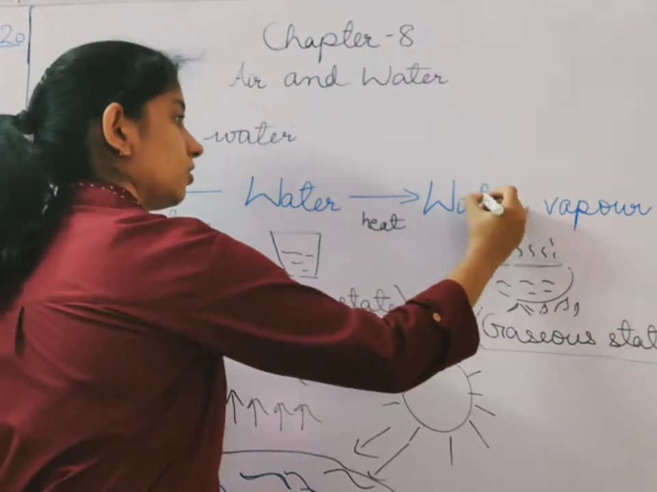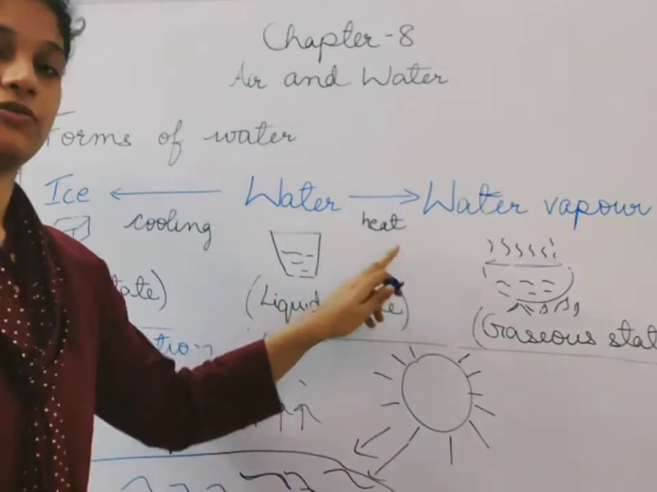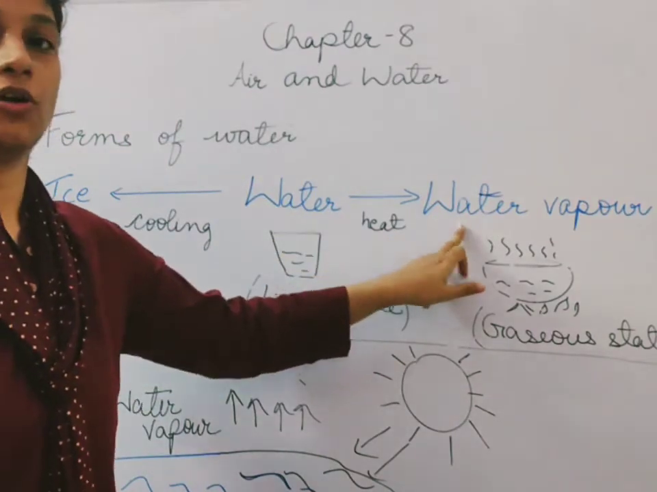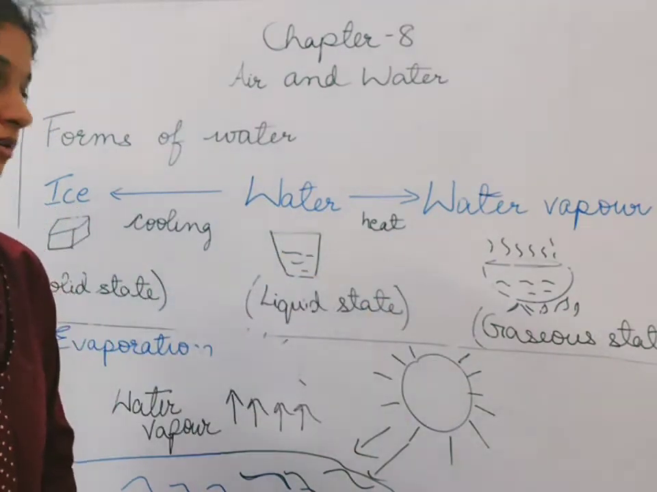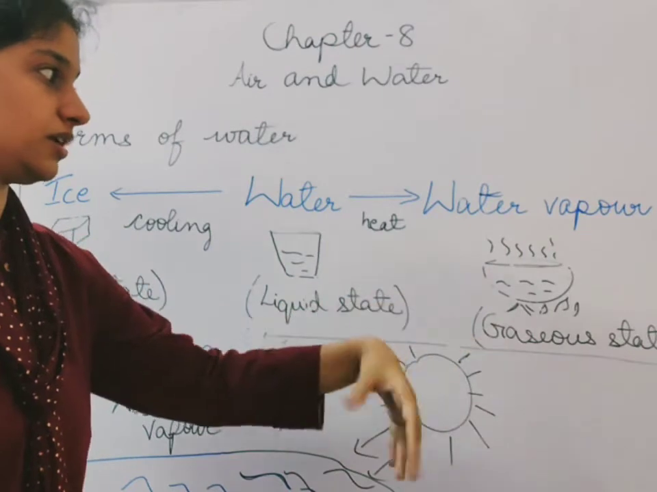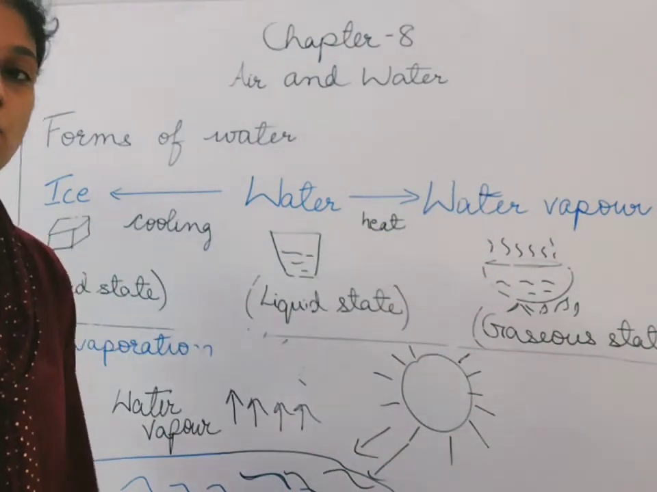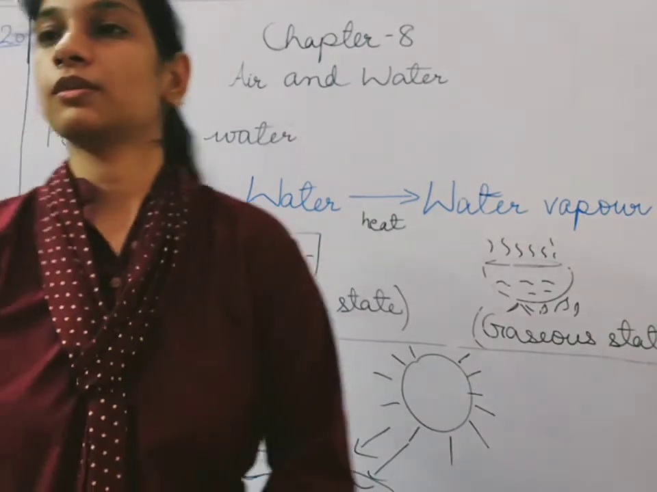I repeat, on heating, जब हम पानी को गर्म करते हैं, water changes its form from water to water vapor. If we put this water in a bowl and heat it, it will convert into water vapor. It will rise up as water vapor.